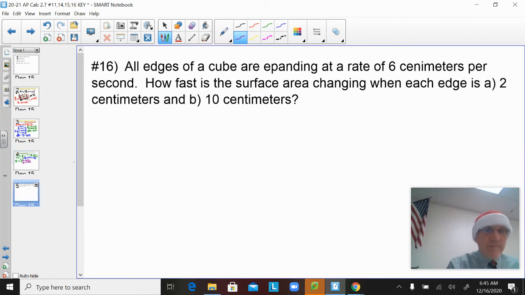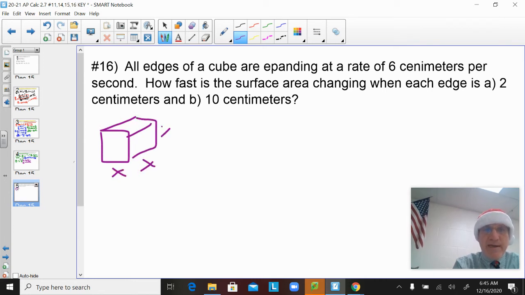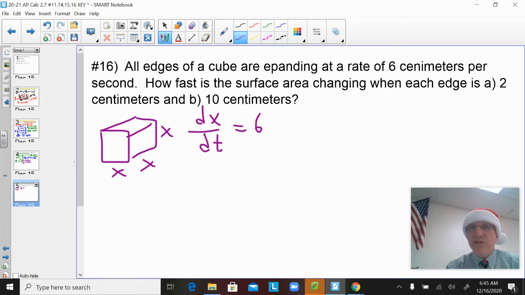All right, last one is 16. The first sentence is the same. We still have a cube, still x by x by x, and it's still telling us that the edges are increasing at a rate of 6 centimeters per second. That hasn't changed. Now this says, how fast is the surface area changing? The surface area is the area of all of the faces.